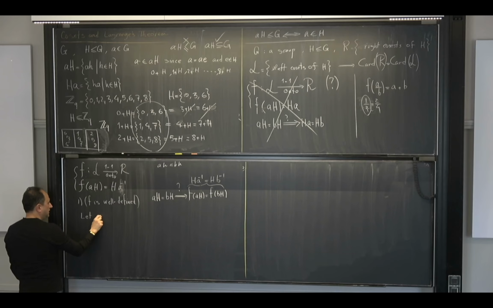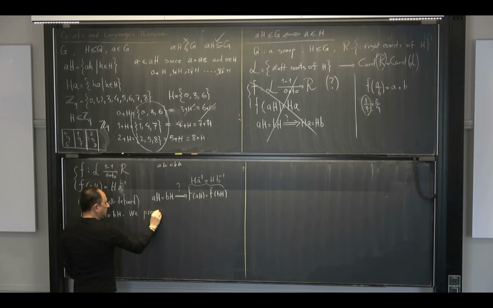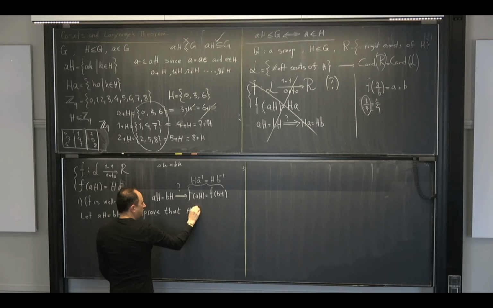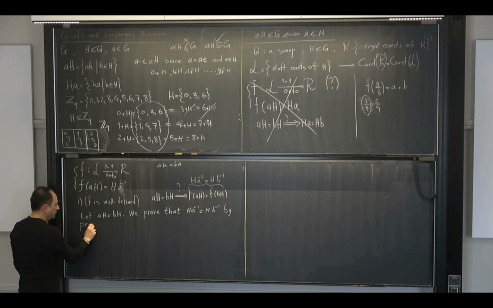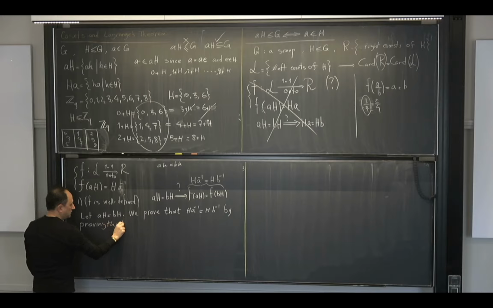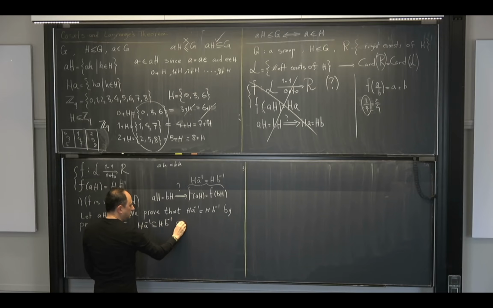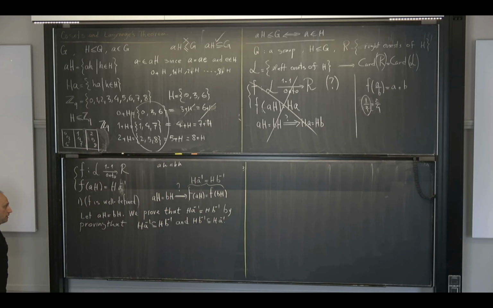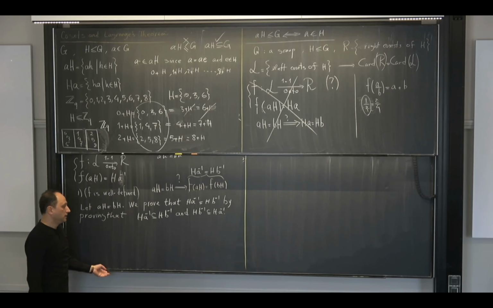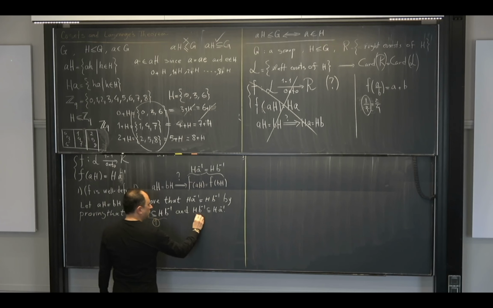So I would say, let aH be equal to bH. We prove that Ha inverse is equal to Hb inverse by proving that, okay, complete it for me, by proving that what? Ha inverse is a subset of Hb inverse and Hb inverse is a subset of Ha inverse. Is that right? This is what we want to show. Okay, so because they are very similar, let me do one of them and then you can do the other one yourself.